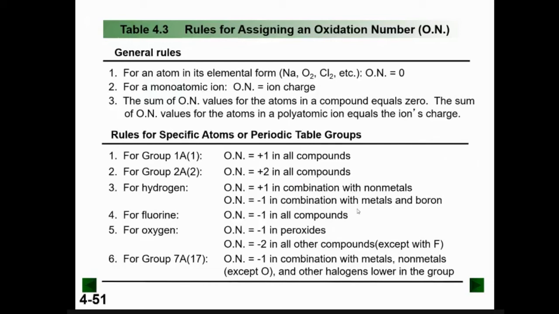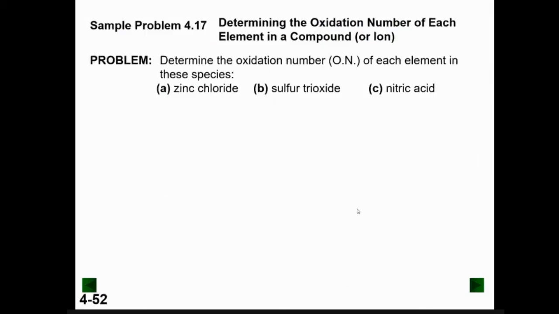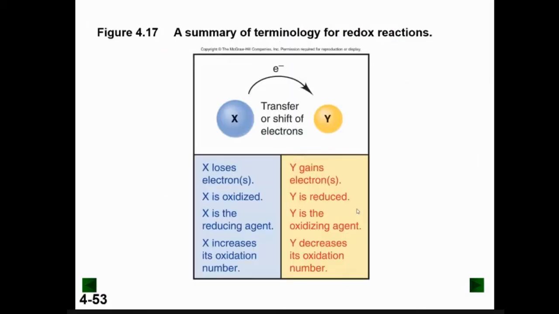Group 1 elements are +1, group 2 elements are +2. And this is another show of everything on here. X is being oxidized, so it's losing electrons, so therefore it's the reducing agent, right? And it increases its oxidation number. It becomes more positive, right? And Y is gaining electrons, so it's reduced, therefore the oxidizing agent, and it's becoming less positive.